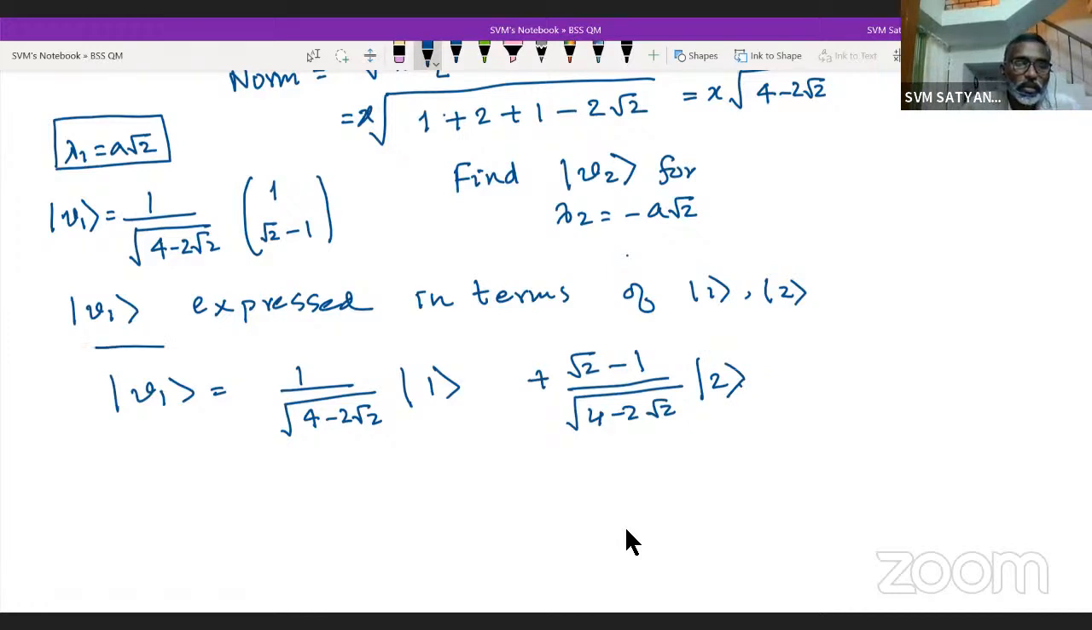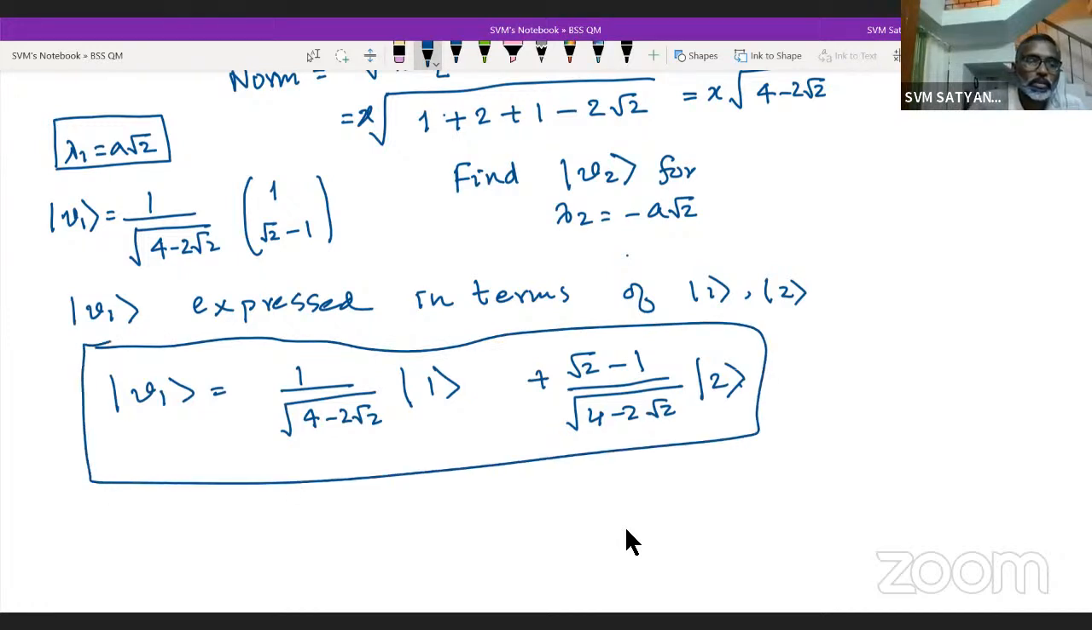Okay, so this is how you can write it as a linear combination. So find out V2 and also try to write V2 in terms of |1> and |2>.